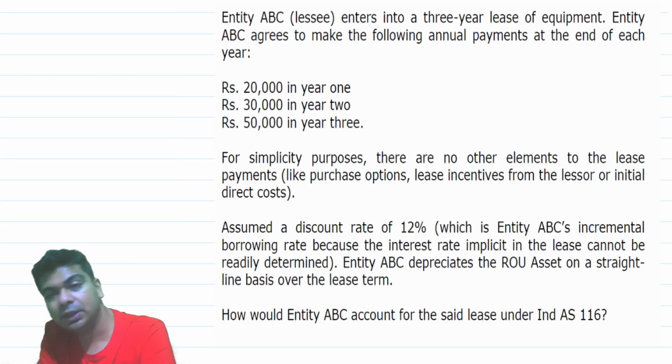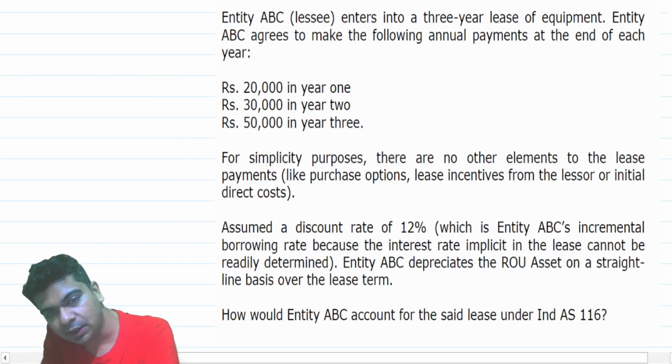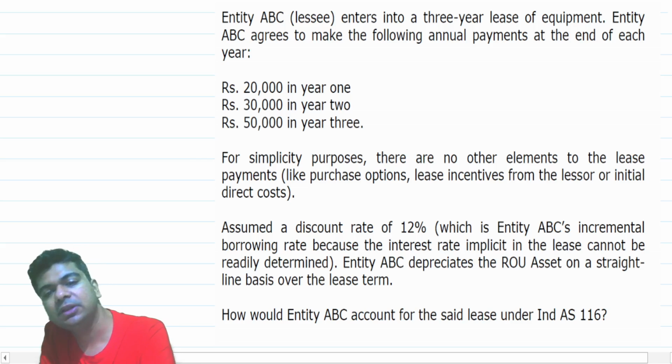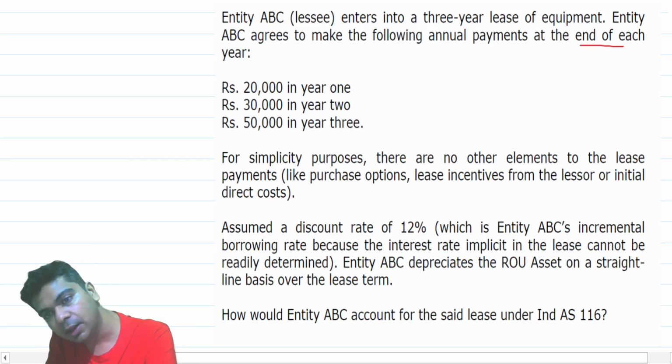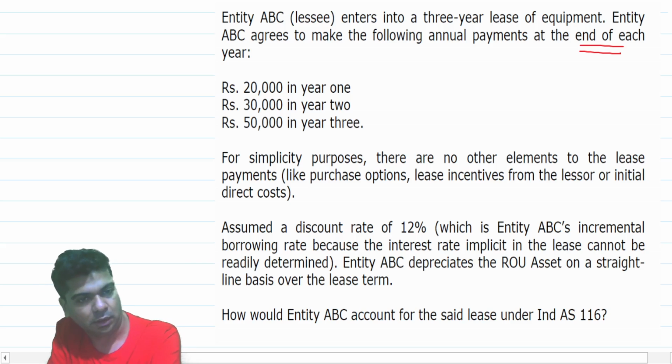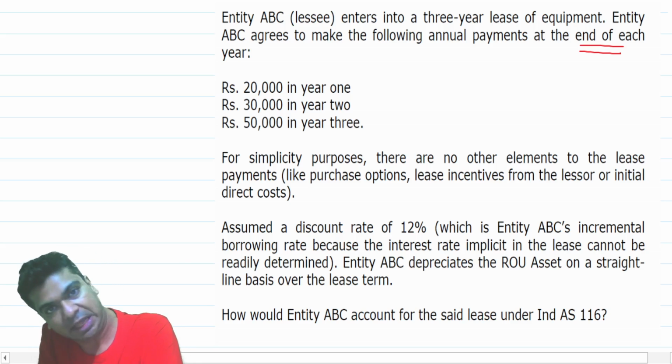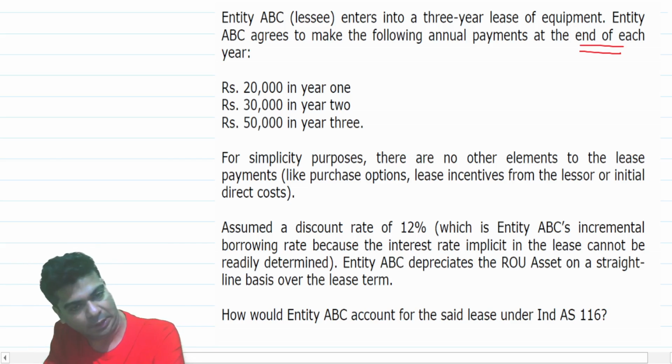Entity ABC, as a lessee, enters into a 3-year lease of equipment. Entity ABC agrees to make the following annual payments at the end of each year: 20,000, 30,000, 50,000 will be paid at the end of the year.